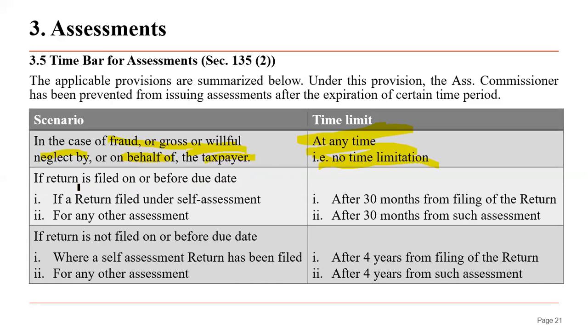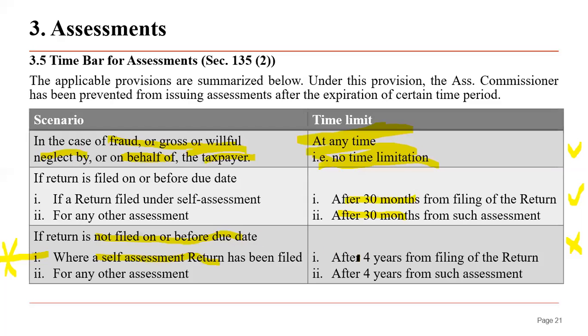No time limit. Then if the return is filed on the due date, 30 months. In the case the return is not filed on or before the due date, in the case where the self-assessment return is filed, here the not filed on or before the due date. This one needs to be changed because if you file at a later date, also the 31 is there. Don't refer to this column. You take these two, whatever we discussed in the whiteboard, right? This should be changed as amendment.